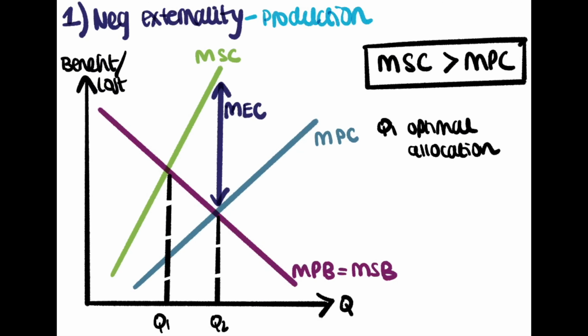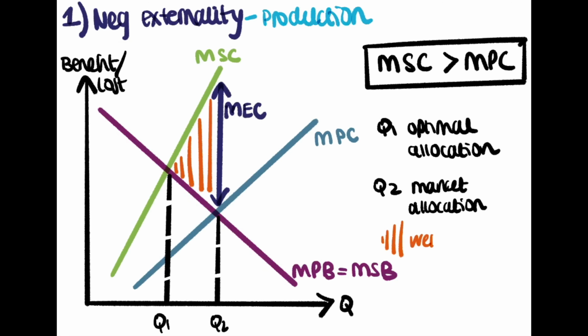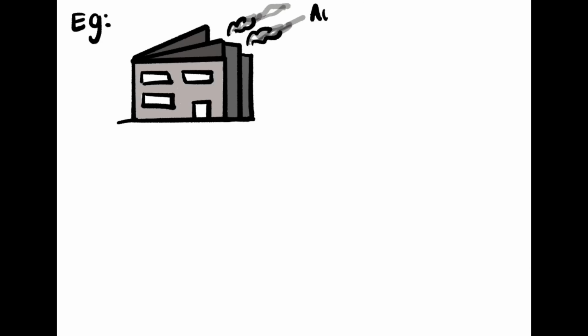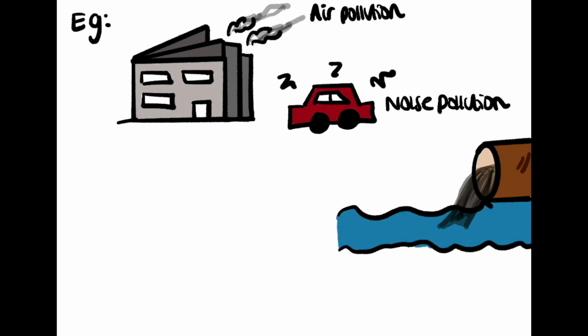However, we can see that the market allocation is at point Q2. This is where marginal social cost exceeds marginal private cost. And the orange triangle represents the welfare or deadweight loss due to overproduction. Remember, there will always be a welfare loss if there is an over or underproduction. Examples of negative externalities in production include air pollution and noise and water pollution.